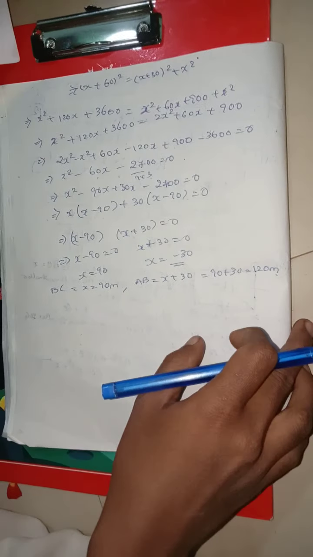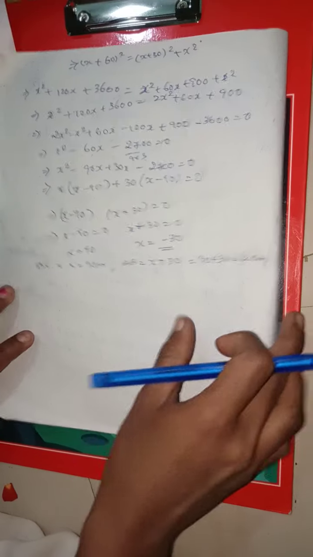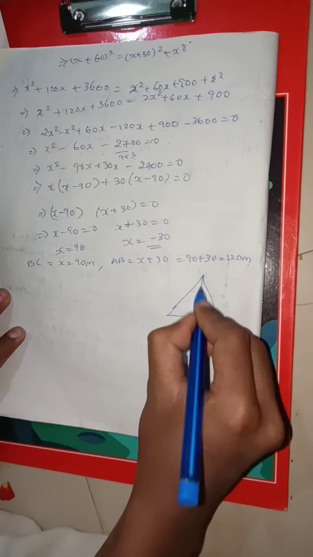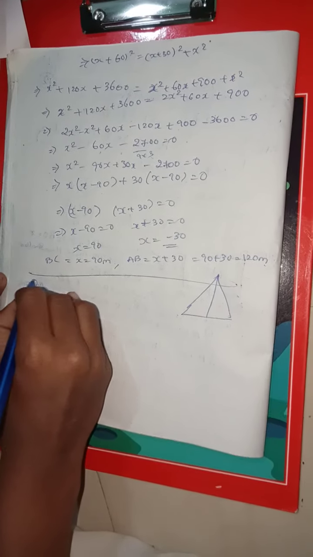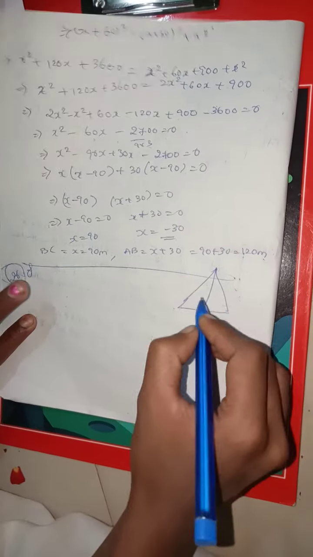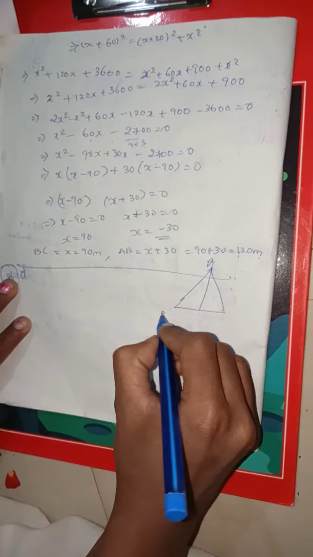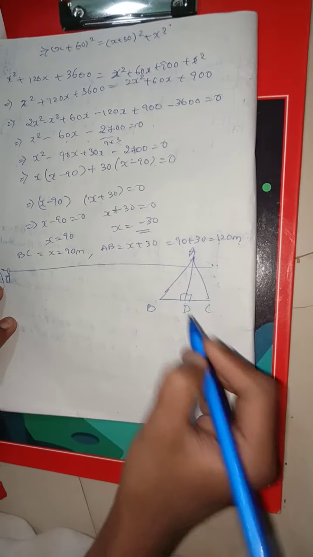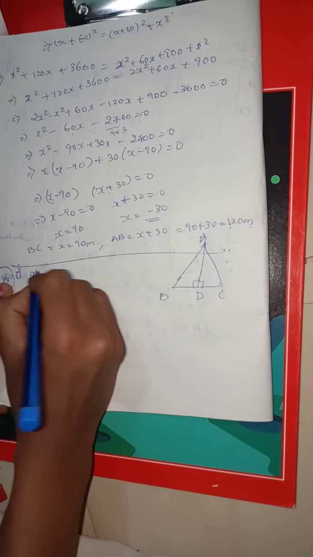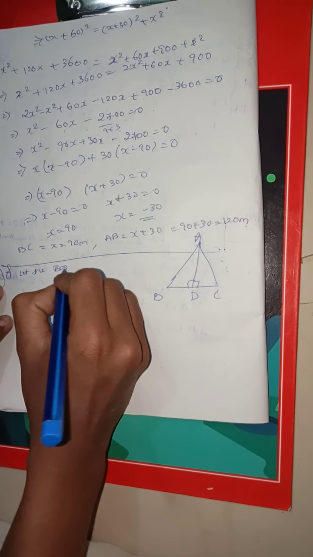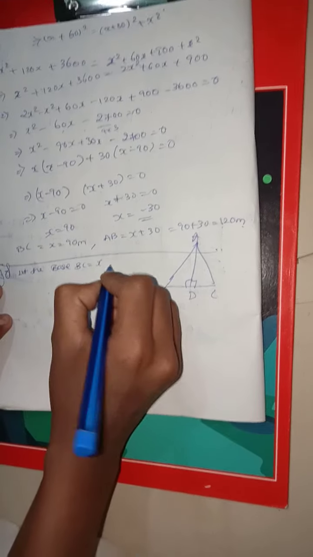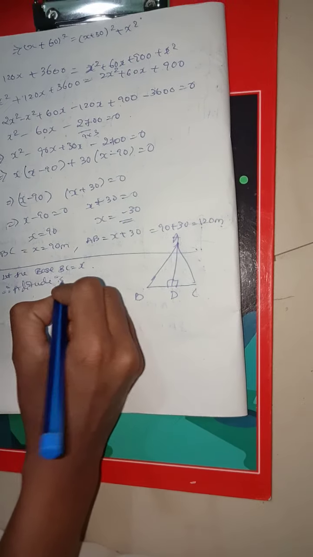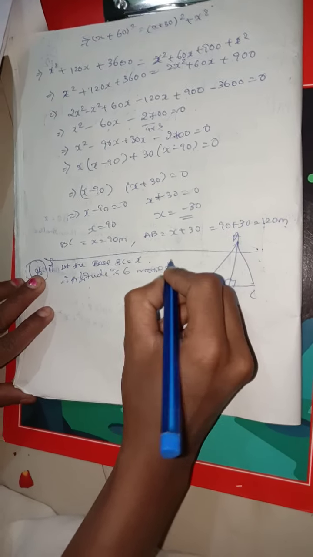They have given the altitude and the base of the triangle. Altitude means the height of the triangle. Let us construct the triangle ABD. Its angle at D is 90 degrees. Let the base BC be equal to x. The altitude is 6 more than its base.